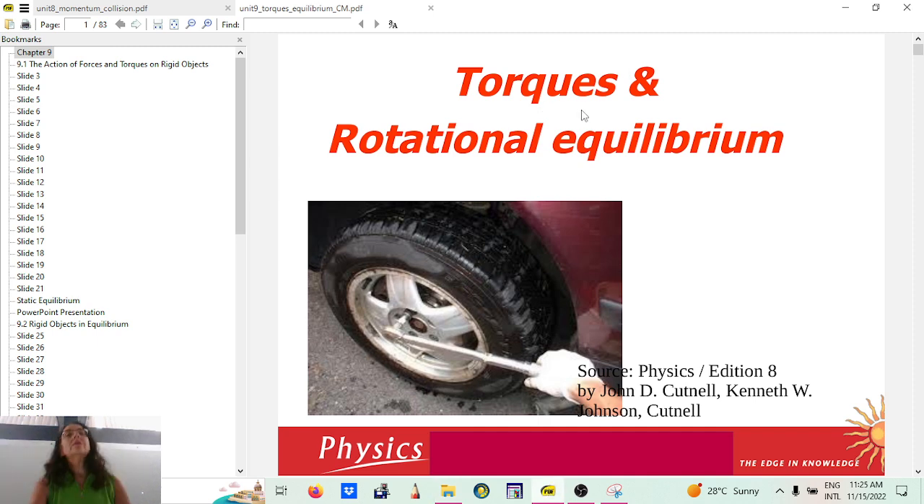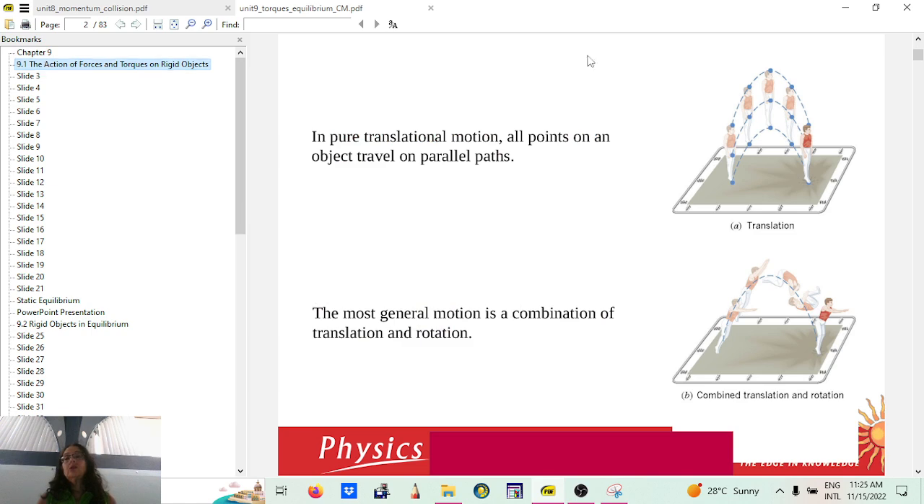Okay, so we're going to talk about torque now. It has a lot of applications for people going into civil engineering or mechanical engineering. So you have two types of motion. You have translation, and then here we have rotation. So if you want to have something spin, you need to apply a torque.